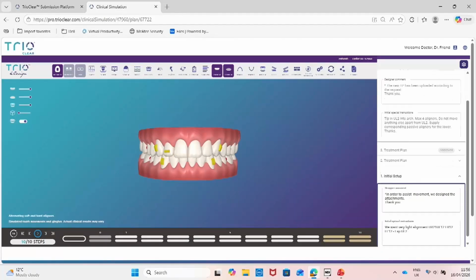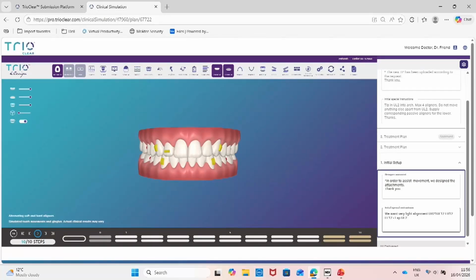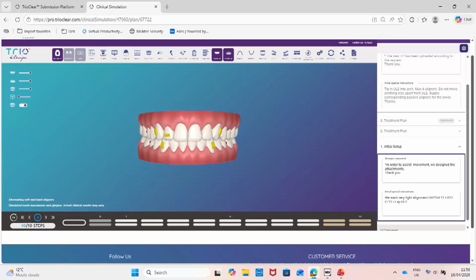which we can see, this is my words, and we just wrote, we want very light alignment, upper right 2, 1, upper left 1, 2, lower right 1, 2, lower left 1, 2, especially upper left 2. So just nice and descriptive. Just tell the designers, and that's what we're talking to here. We're not talking to a robot, we're talking to a designer. Just tell them what it is that you want in your own words, and try and keep those words simple.